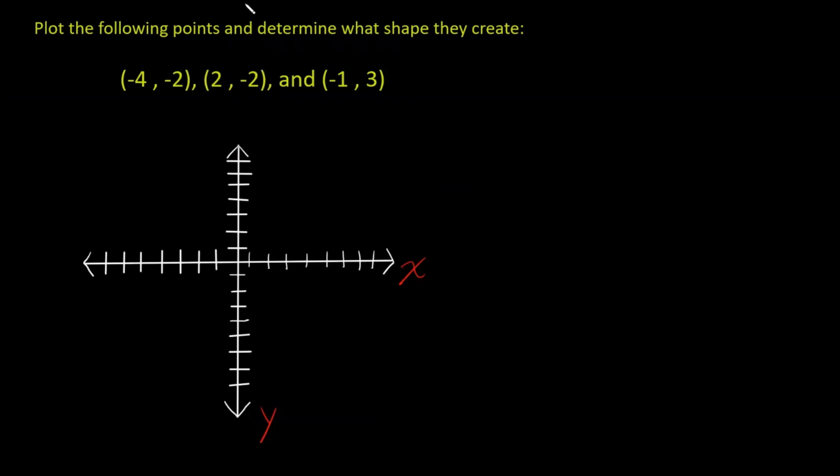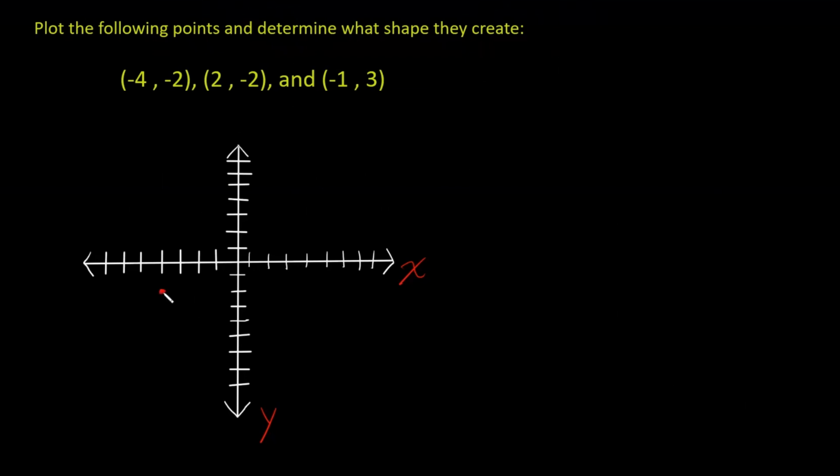So now let's take a look at this problem. This wants us to plot the following points and determine what shape they create. Here we have -4, 2, 2, -2, and -1, 3. I just want to point out, since there are only 3 points, the only real shape that it can make is a triangle. But let's determine this by actually plotting the points here. So -4 is going to be left on the x-axis. So this will be 1, 2, 3, 4 in the left direction, and then down 2. So that is the point right here.